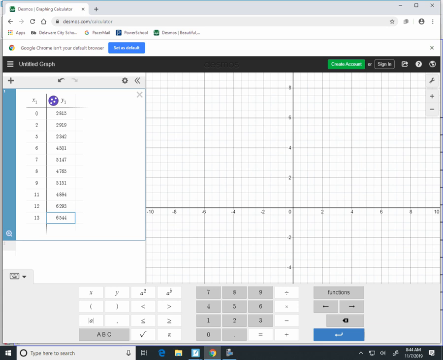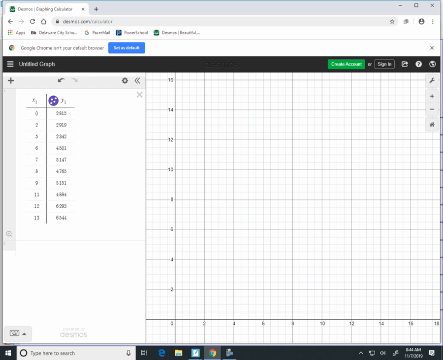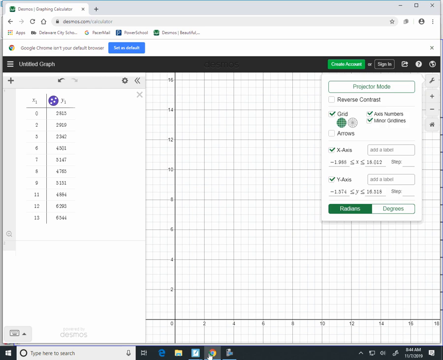Okay, so once you have your data in, we are going to move a little so that we can see it. So here we had year 0 and our Y value is 2,815. Beautiful giant hippos. Okay, we can't see that right now. Even if I pull this, I'm only going up to 16. So if you want to see it, and you don't have to be able to see your scatter plot, I like to be able to see it though.